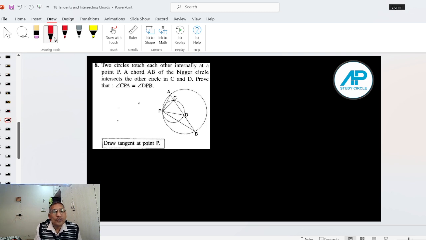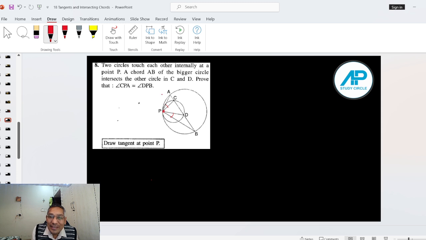Again, the question of alternate segment. So two circles touch each other internally at the point P. A chord AB of the bigger circle intersects the other circle at C and D. Prove that angle CPA and angle DPB are equal. We need to show these two angles are equal. So look very carefully. I don't have any tangent in this circle, first of all. A hint is given to you on the screen also.